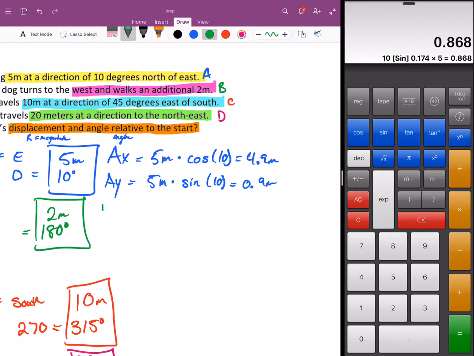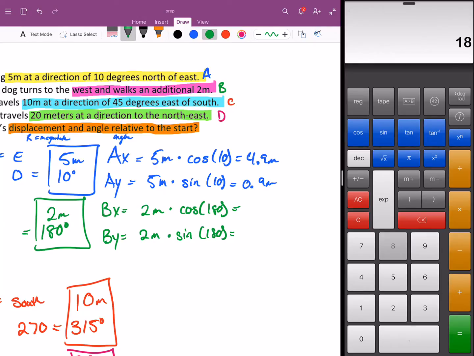Now let's go with B, BX, BY, 2 meters, cosine 180, sine 180 as well. 180 cosine times 2, negative 2 meters. 180 sine times 2, 0.